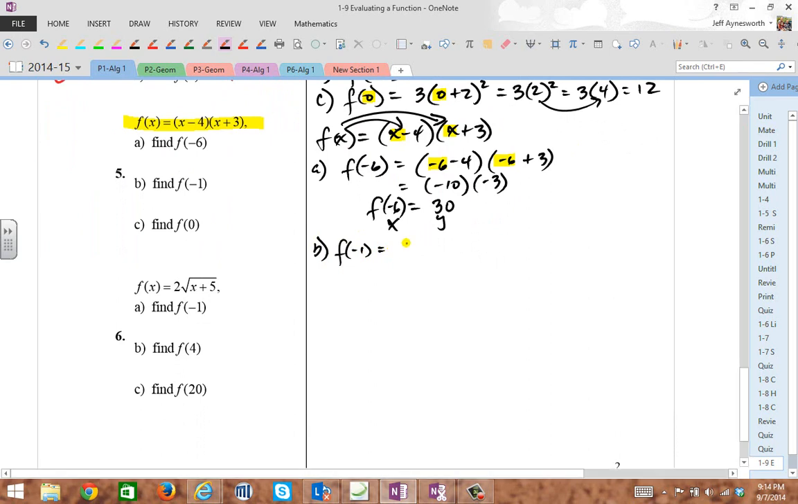All right. Now on this one, we're going to take -1 minus 4 and then -1 plus 3 and then simplify. -1 minus 4 is -5, -1 plus 3 is 2. When you multiply them, you get -10. So f of -1 is -10, which means when x is -1, y is -10.